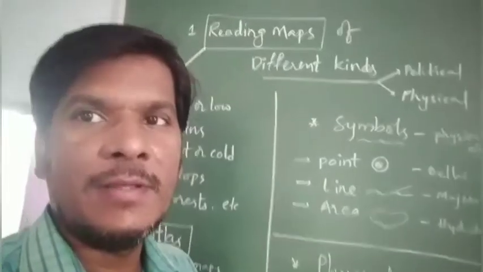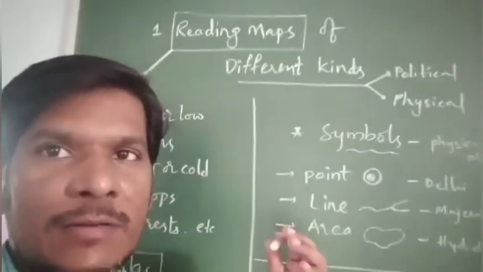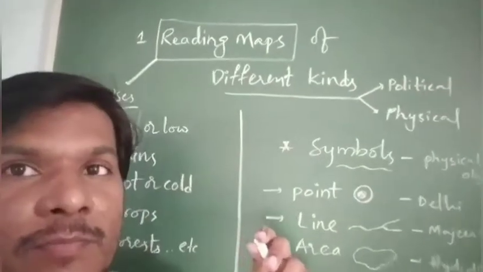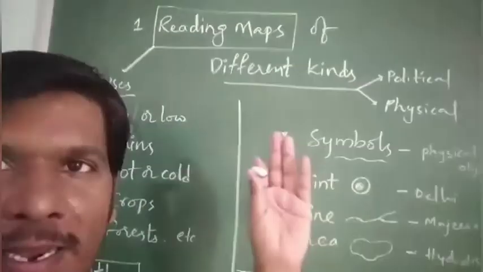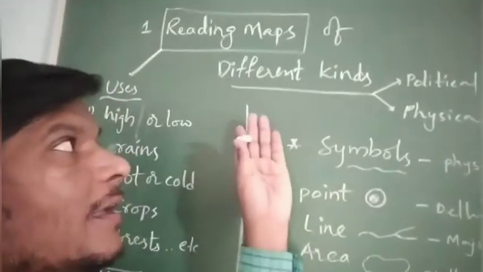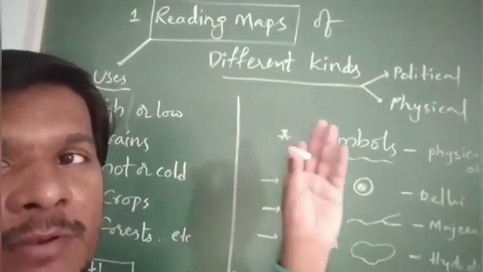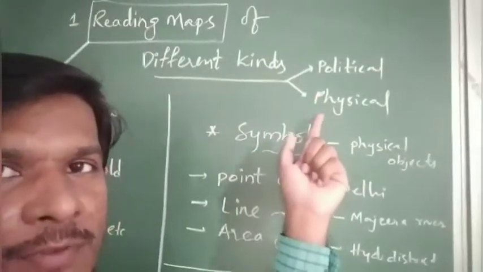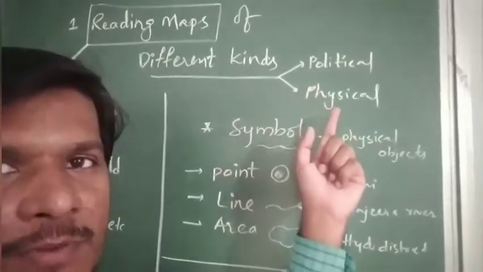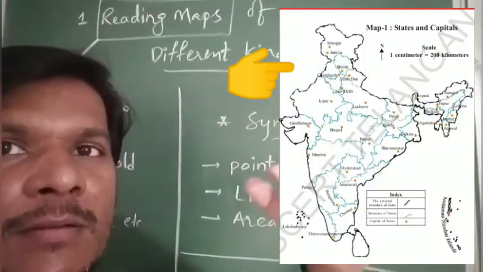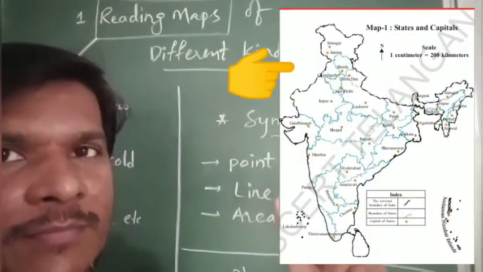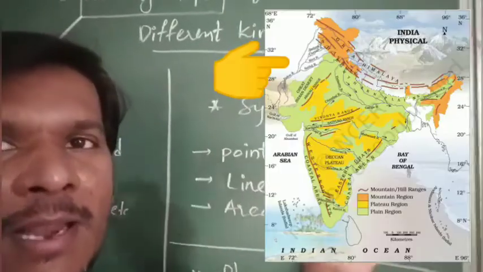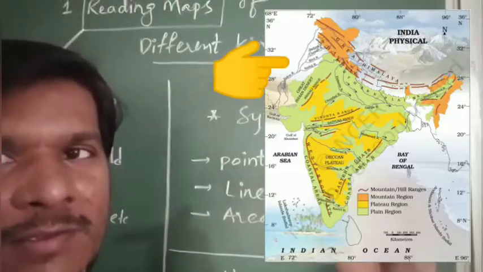Hi friends, we have a topic in 7th class, first lesson, reading maps of different kinds. Generally, we can divide maps into majorly two types, political maps and physical maps. Political maps show an area with its boundary. Physical maps show landforms like mountains, plateaus, plains.